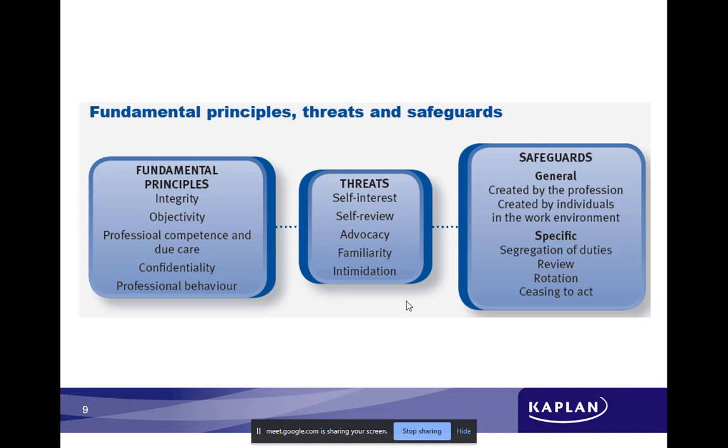Let's go to the third one. Professional competence and due care. What can you say about that one?